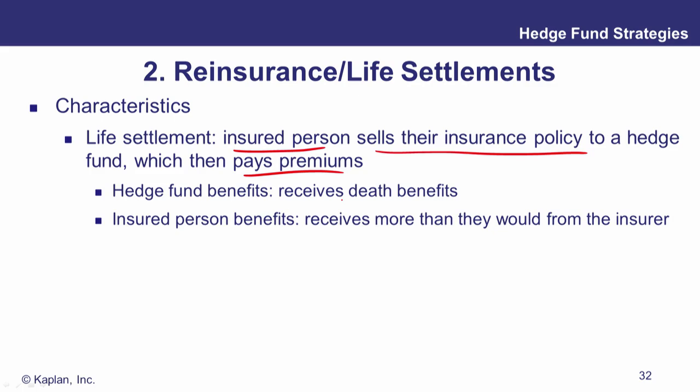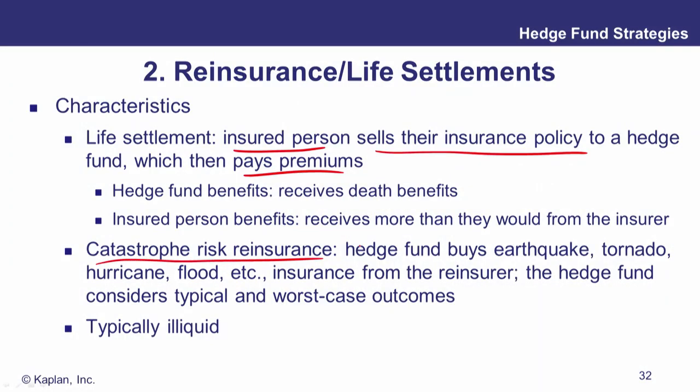From the insured person's point of view, they might receive more than they would from the insurer in the event of their death, particularly in present value terms. If you think about the present value of their receipt, they don't have to wait 40 years till their death to receive the money, or their estate that receives the money. So they receive more. There's a present value benefit to the insured person from selling the life insurance.